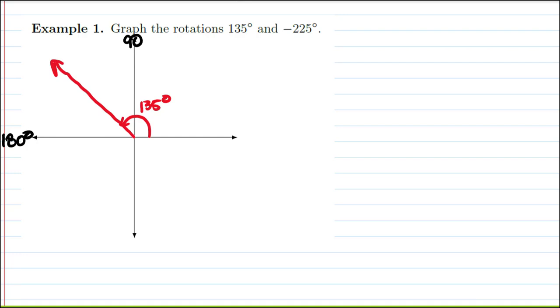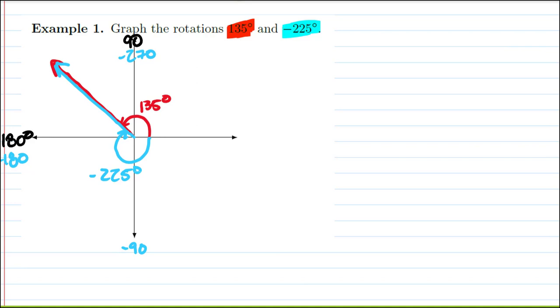For our next angle, we want to go to negative 225 degrees. So for a negative angle, that means we are going to rotate clockwise. So then this would be negative 90, this would be negative 180, and up here would be negative 270. So 225, once again, is halfway in between negative 180 and negative 270. So our rotation would actually land in exactly the same place. And that would be a rotation of negative 225 degrees.